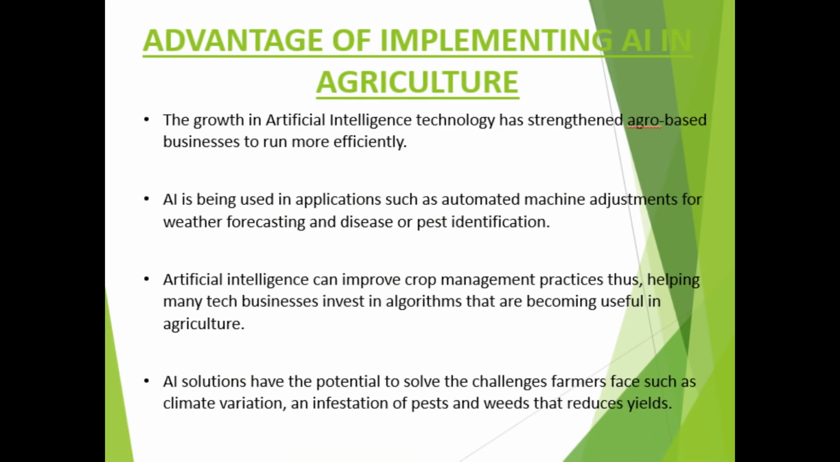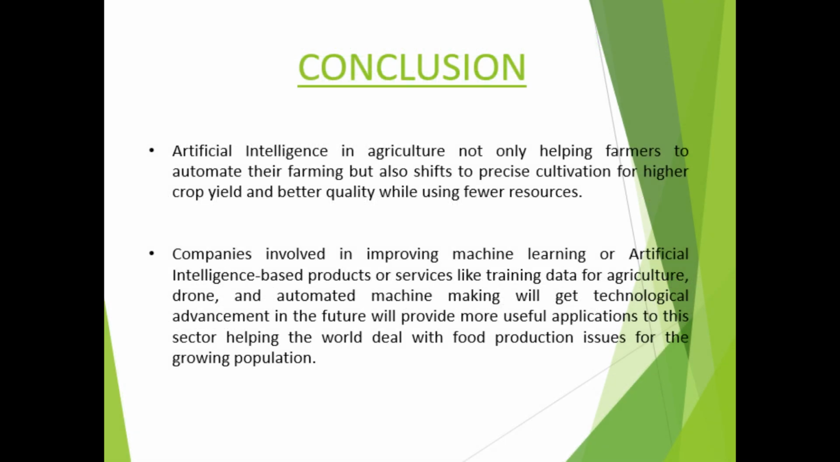Advantages of implementing AI in agriculture. The growth in artificial intelligence technology has strengthened agro-based businesses to run more efficiently. AI is being used in applications such as automated machine adjustments, weather forecasting, and disease or pest identification. AI solutions have the potential to solve the challenges farmers face, such as climate variation and infestation of pests and weeds that reduce yield. Summing up the whole video, let's head towards the conclusion.